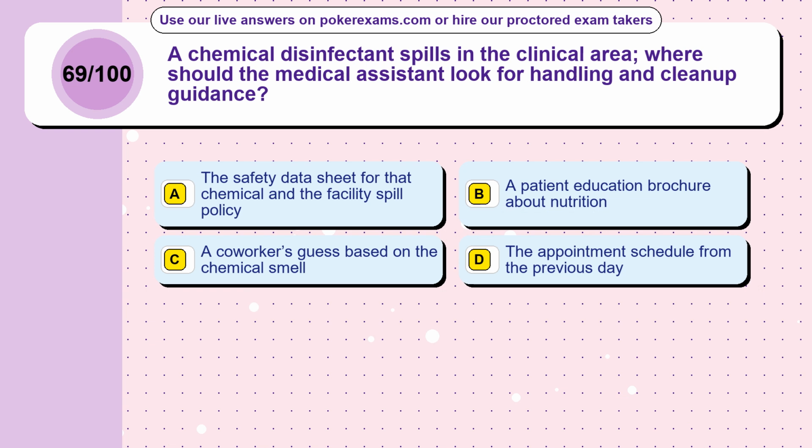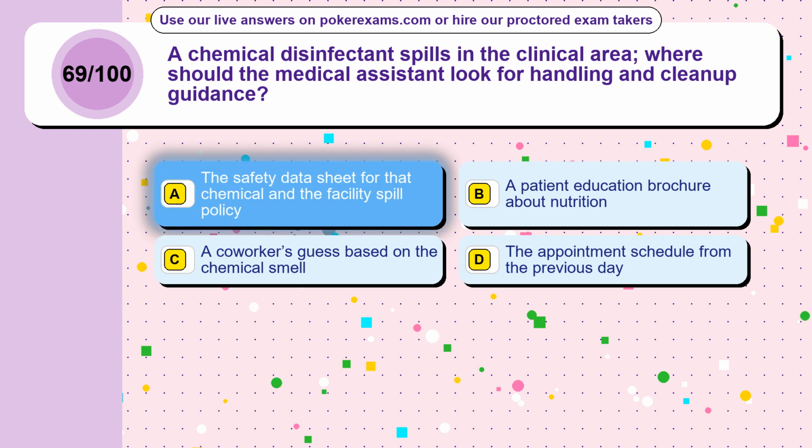Question 69. A chemical disinfectant spills in the clinical area. Where should the medical assistant look for handling and cleanup guidance? Option A. The safety data sheet for that chemical and the facility spill policy. Option B. A patient education brochure about nutrition. Option C. A coworker's guess based on the chemical smell. Option D. The appointment schedule from the previous day.